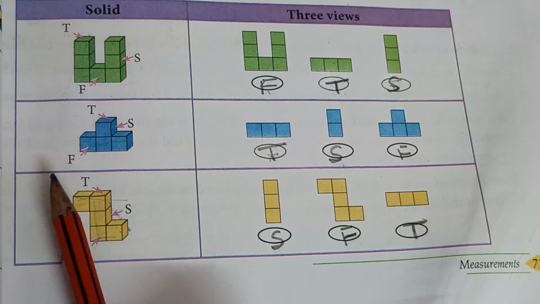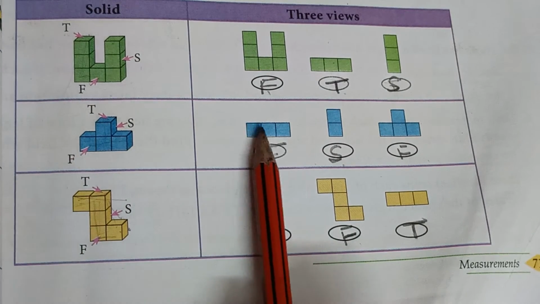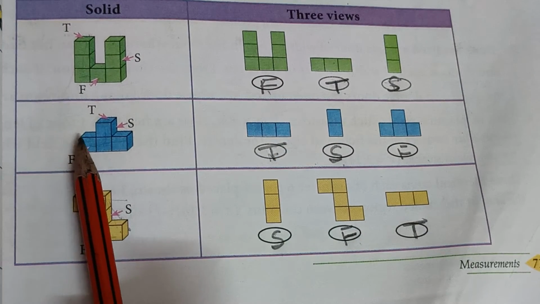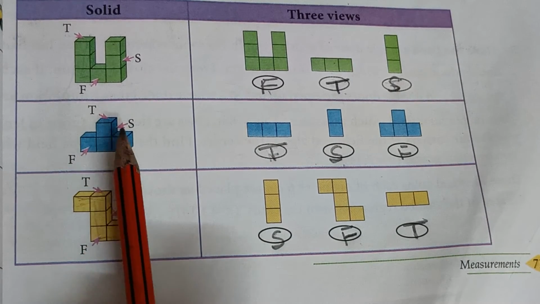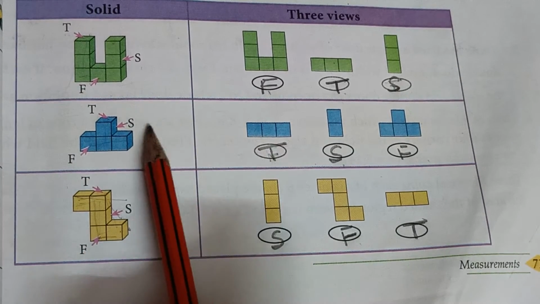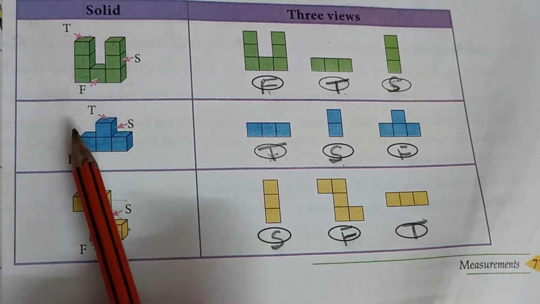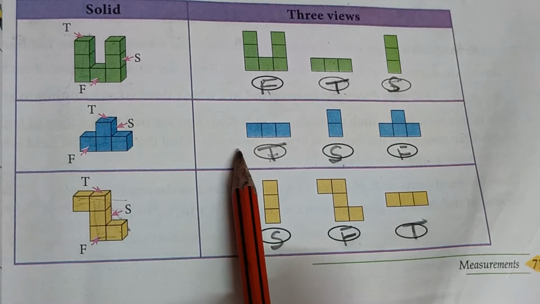And look at the next one. What is this? You can see 3 squares. How can you see here? When you see from the top, we see 1, 2, 3 squares. So this is the top view. When you see this figure from the top, standing here, you can see 3 squares. So this is the top view.